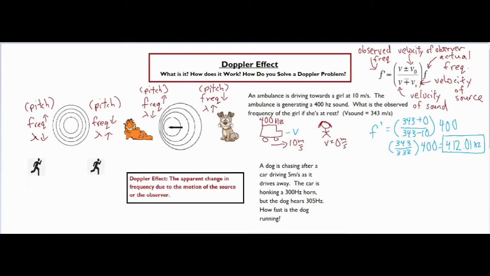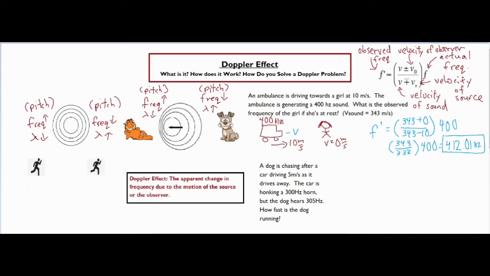So as I said, you have to analyze this fraction mathematically and think about what's going to happen to your frequency. So if the ambulance is approaching the girl, we want to make the denominator smaller so that the overall ratio is larger. And then when you multiply that larger number by 400, it increases it.